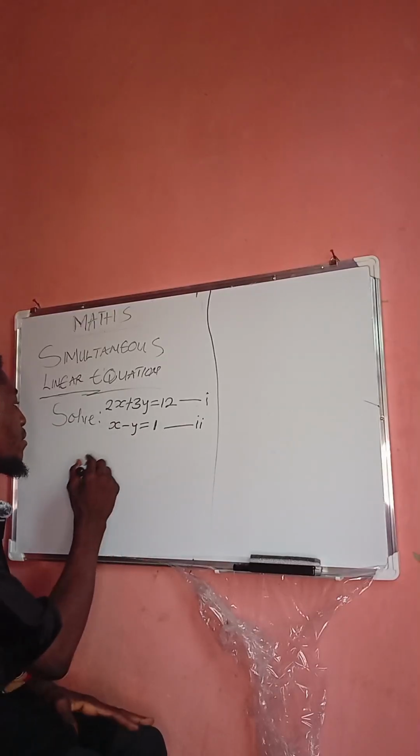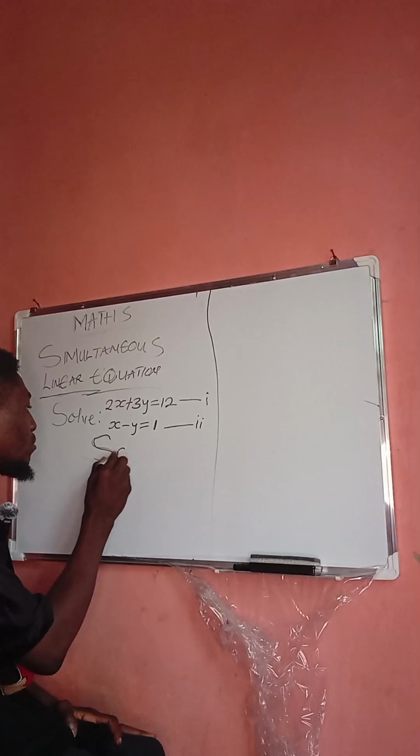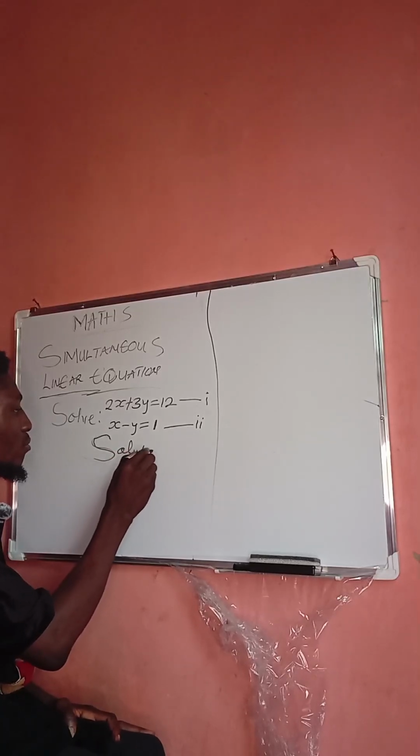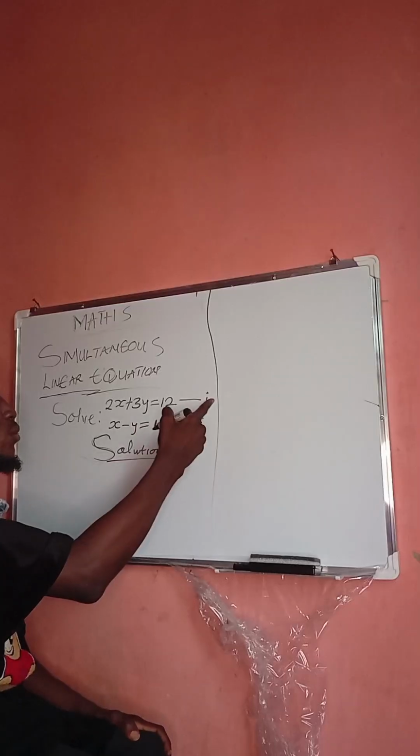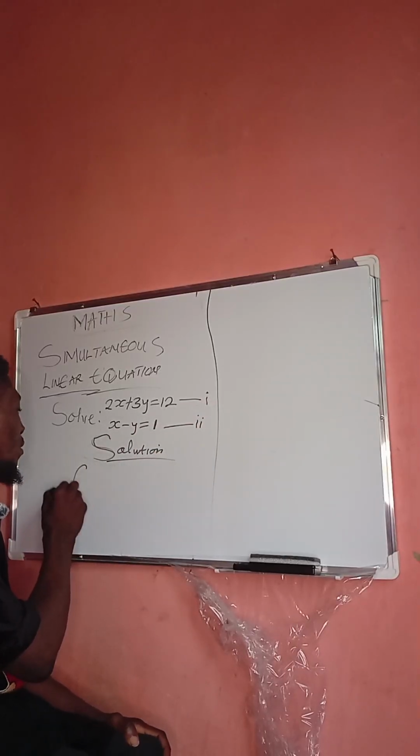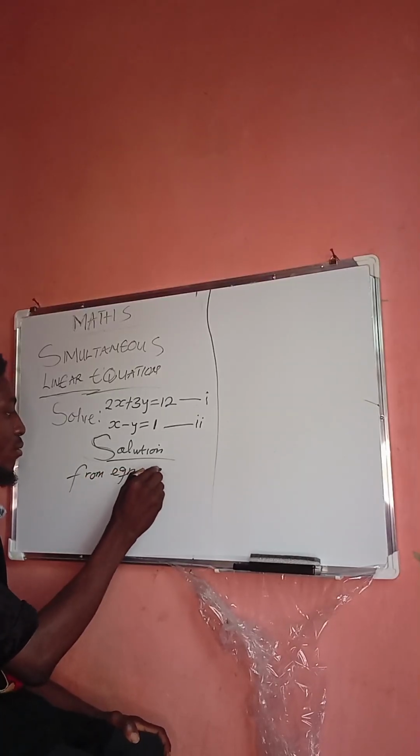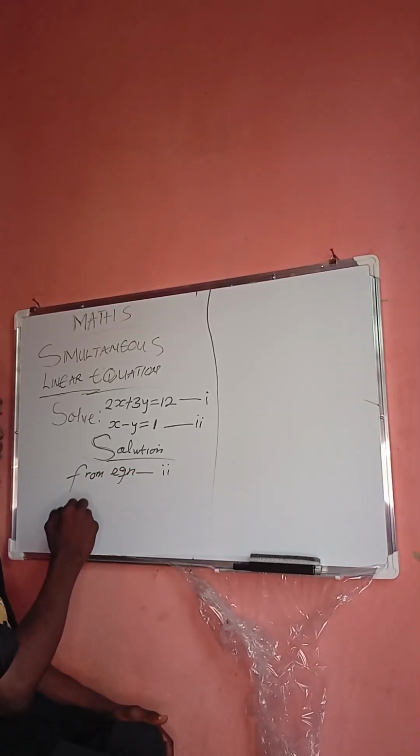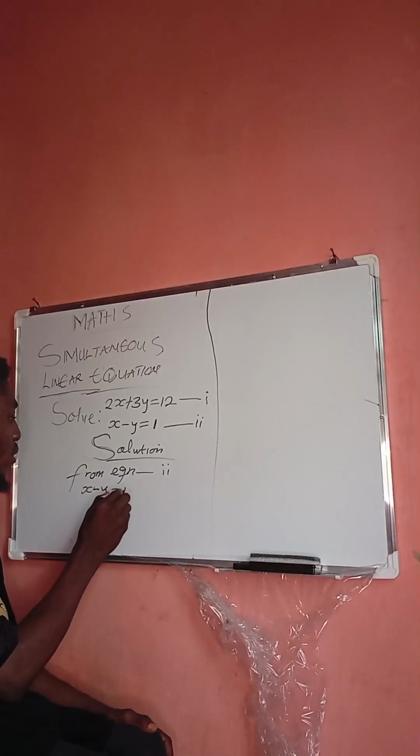How do we solve this? First, we write our solution. Solution, right? Now, we have equation 1 and we have equation 2. Now, let's pick equation 2 first. From equation 2, we have x minus y equals to 1.